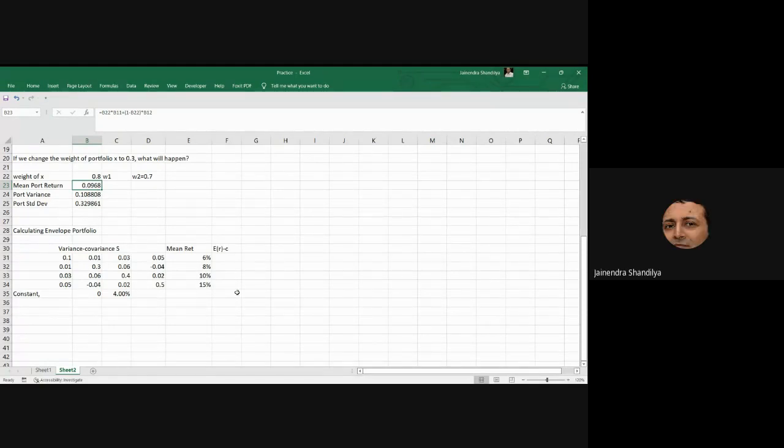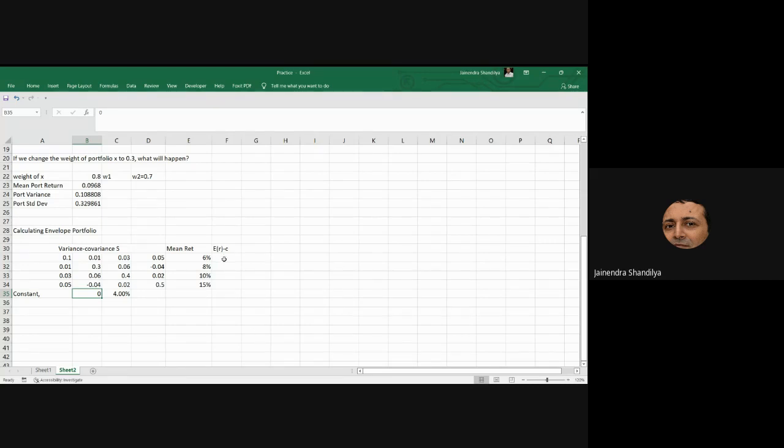Yeah. Okay, so this is the same variance covariance matrix with which you started, and I've not moved beyond this. I've just copied this, and the same mean returns of the 4 stocks: 6, 8, 10, and 15%. We are using two constants because, as per proposition 2, you need them to create the whole envelope portfolios and then the envelope frontier. So we want to do this.